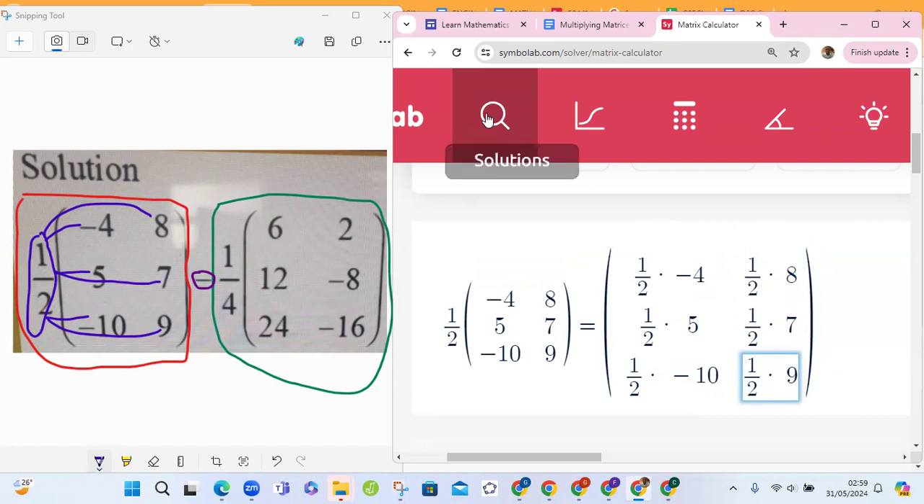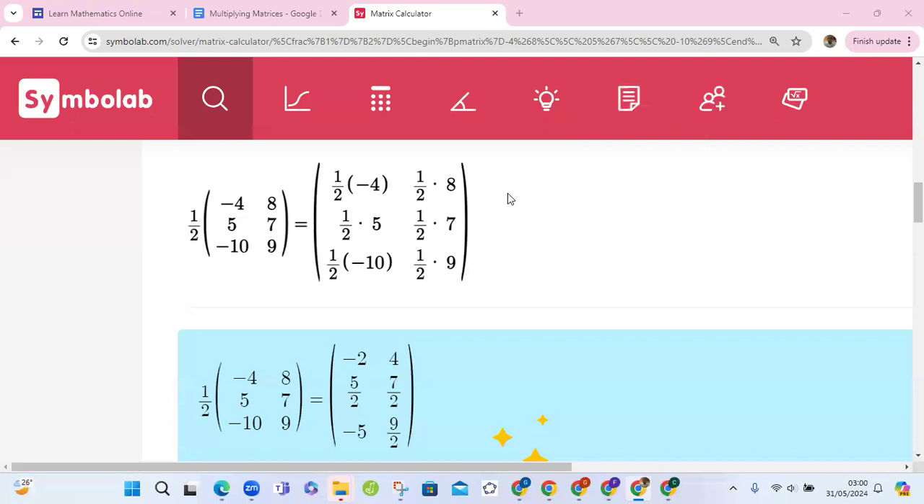And let's take a look at the solution. As you know, a half of -4 is -2. Half of 8 is 4. Half of 5 is 2.5. Half of 7 is 3.5. Half of -10 is -5. And half of 9 is 4.5. So here's the result. The result is -2, 4, 5/2, 7/2, -5, and 9/2. The decimals, they put it as a fraction. So that's the answer for half times this matrix.